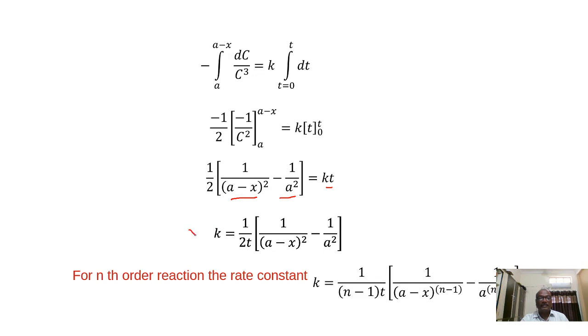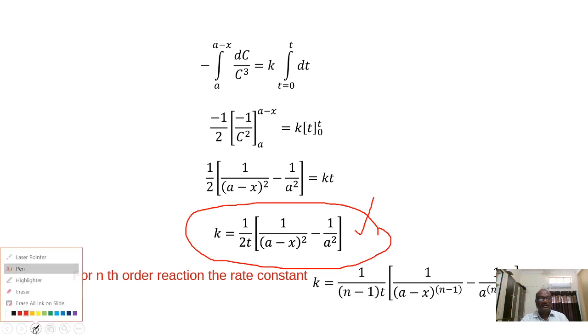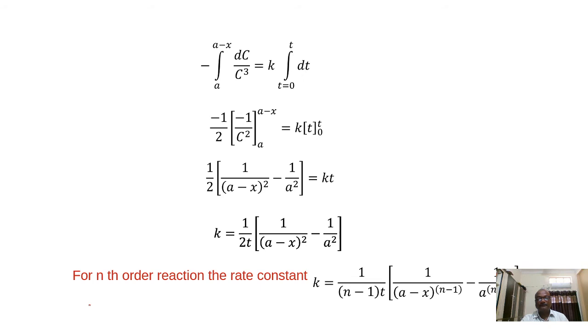Now we write the equation for k, where k is equal to 1 by 2t into 1 by (A minus x) power 2 minus 1 by A square. This is the final equation we get. In case of a third order reaction, k is equal to 1 by 2t into 1 by (A minus x) power 2 minus 1 by A square. That is the rate constant for third order reaction. If it is third order, we got 2t, and the power is 2, which is 1 less than the order number.